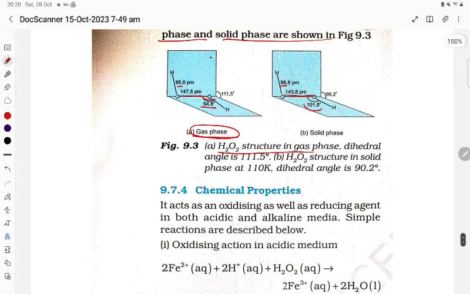So for the H2O2 structure in the gas phase, the dihedral angle is 111.5 degrees. Dihedral angle means the angle between the two hydrogens. If you are talking about the second one, H2O2 in the solid phase, at 101 Kelvin the dihedral angle is 90.2 degrees.